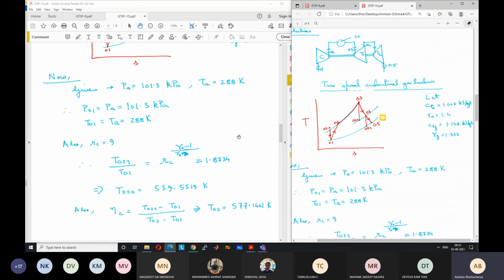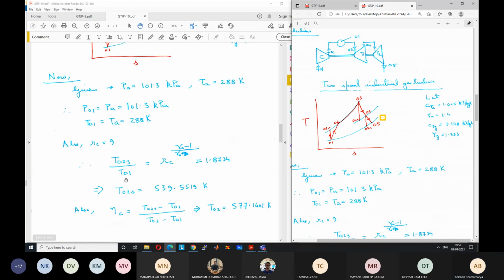Gamma of air minus 1 by gamma of air. So this value comes out to be 1.8734. Gamma of air I have taken equal to 1.4, and CPA of air is 1.005 kilojoule per kg Kelvin. This will be required later.